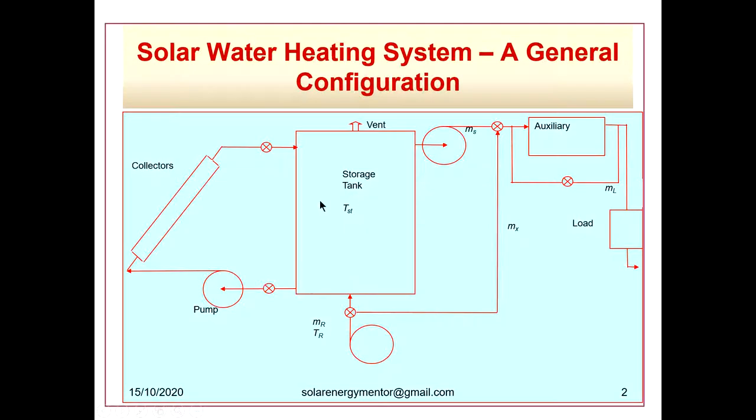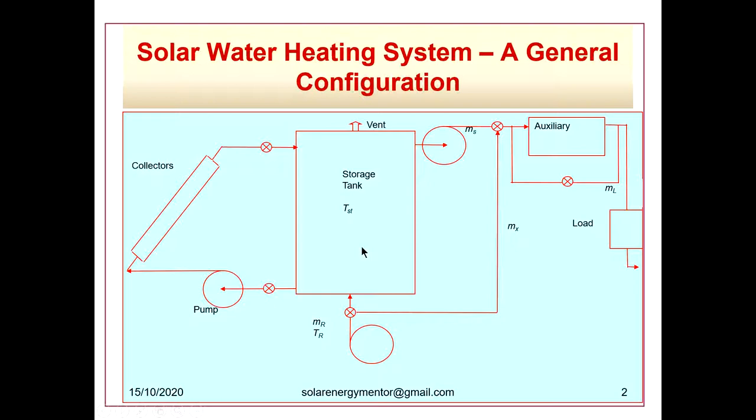Water is here in the storage. This is a storage tank. Water in the storage tank is circulated with the help of a pump through the collectors. Water moves out from the collector after receiving heat. So water becomes hot when it moves through the collectors, and hot water goes to the storage tank again through these valves. These are the valves to control the flow of water to the storage tank.